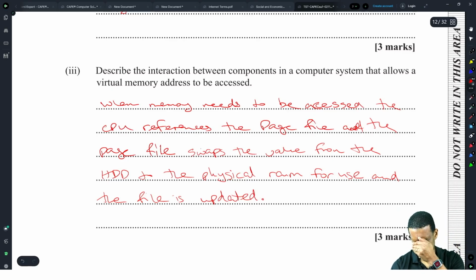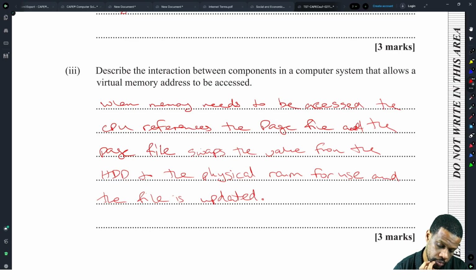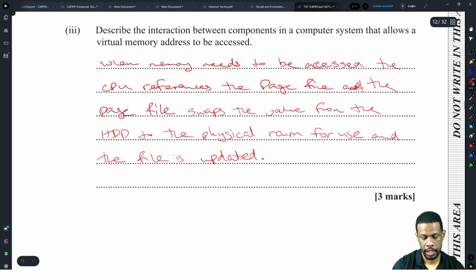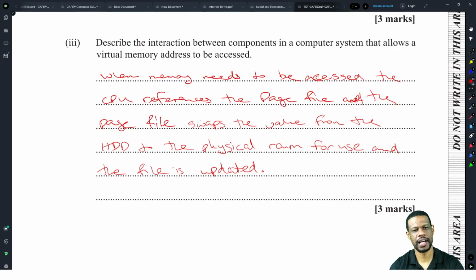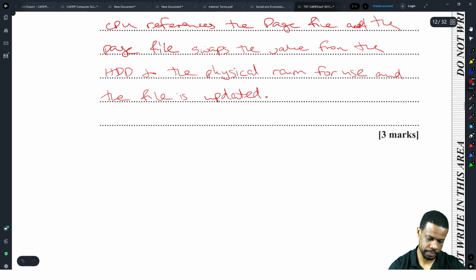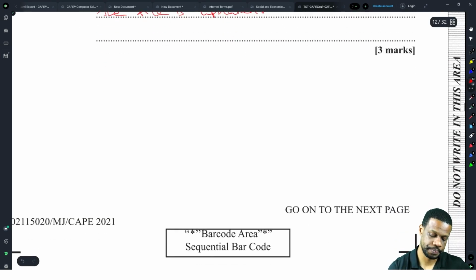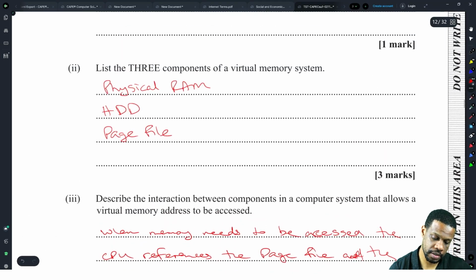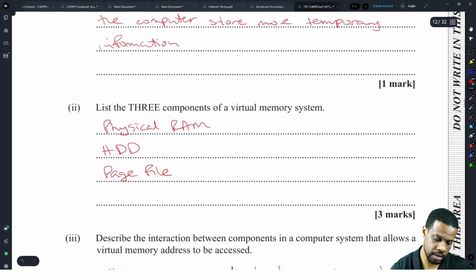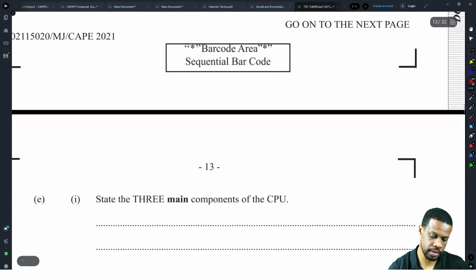Yeah, basically the CPU wants something. It is told to swap the value from the hard drive, and the page file is updated. Yeah, essentially that. So basically, if it can't find it in the main memory, then it will swap it from the hard drive and put it in the main memory physically. Yeah, but the whole question there was not marked, so the whole 7 marks was basically given to every student this year.